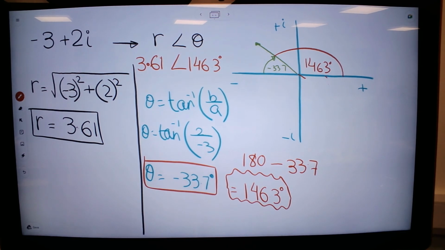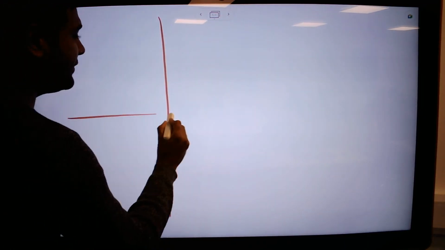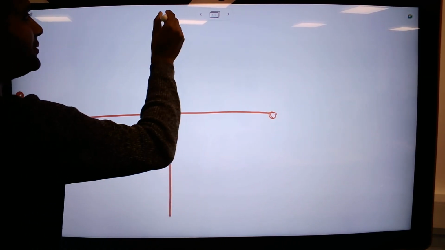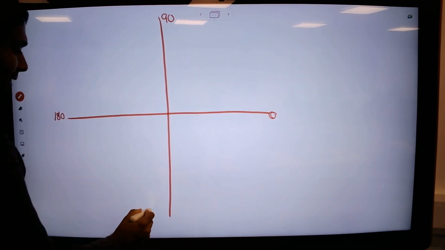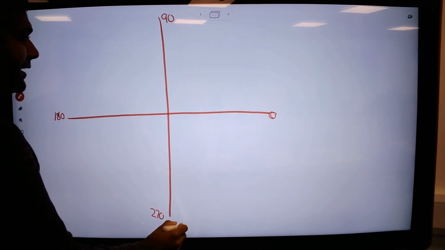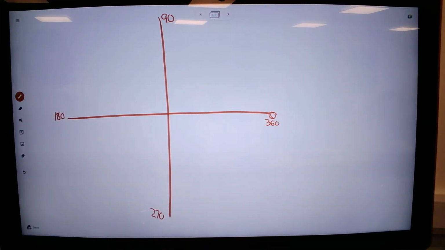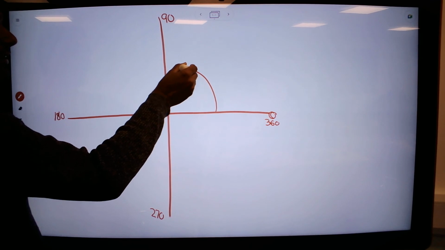Let me go to the next one maybe. In the first quadrant, the angle goes from 0 to 90. In the second quadrant, it's 90 to 180. In the third quadrant, it's 180 to 270. In the fourth quadrant, it's 270 to 360. That's how it works. This is how we know which quadrant it is. So whenever you measure the angle, you always measure the angle from here.